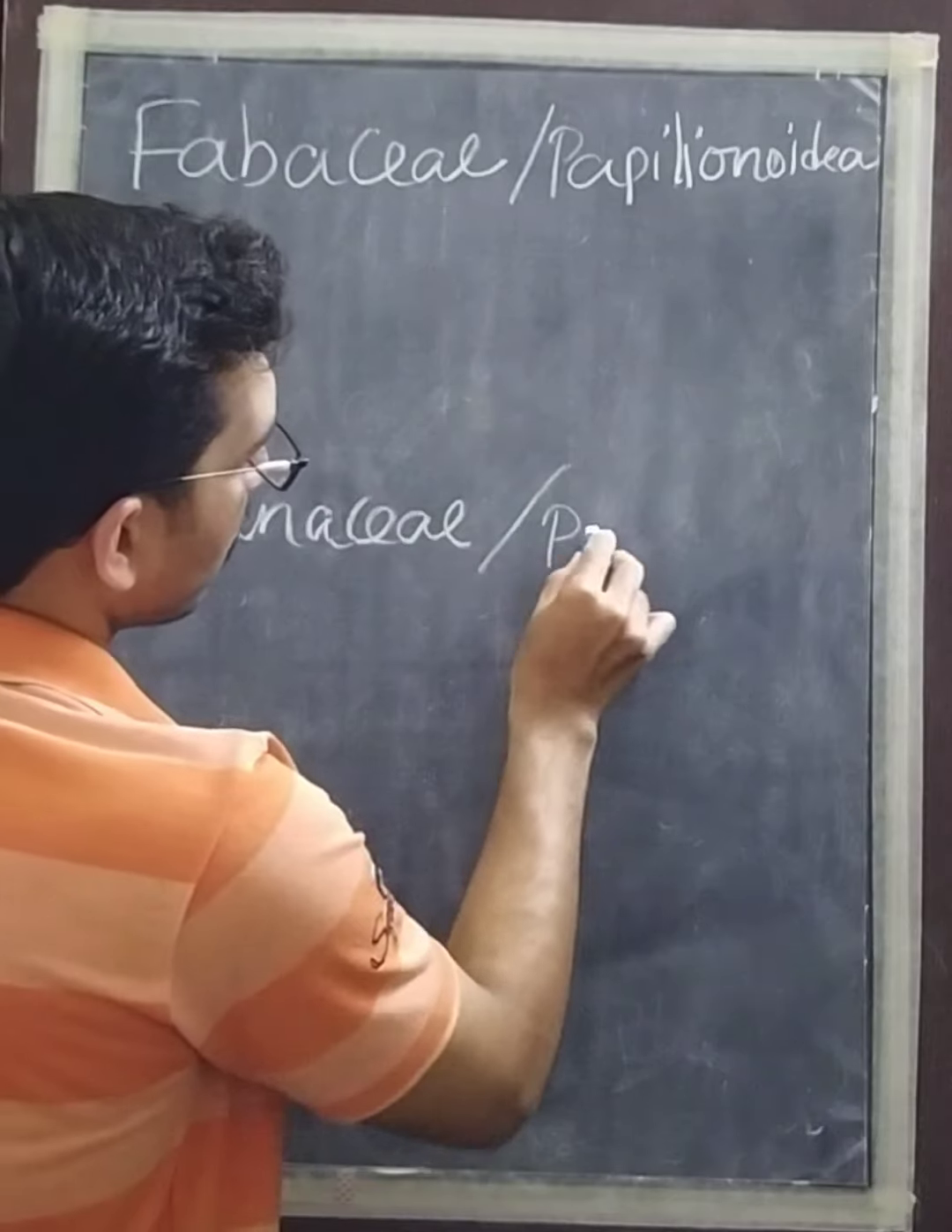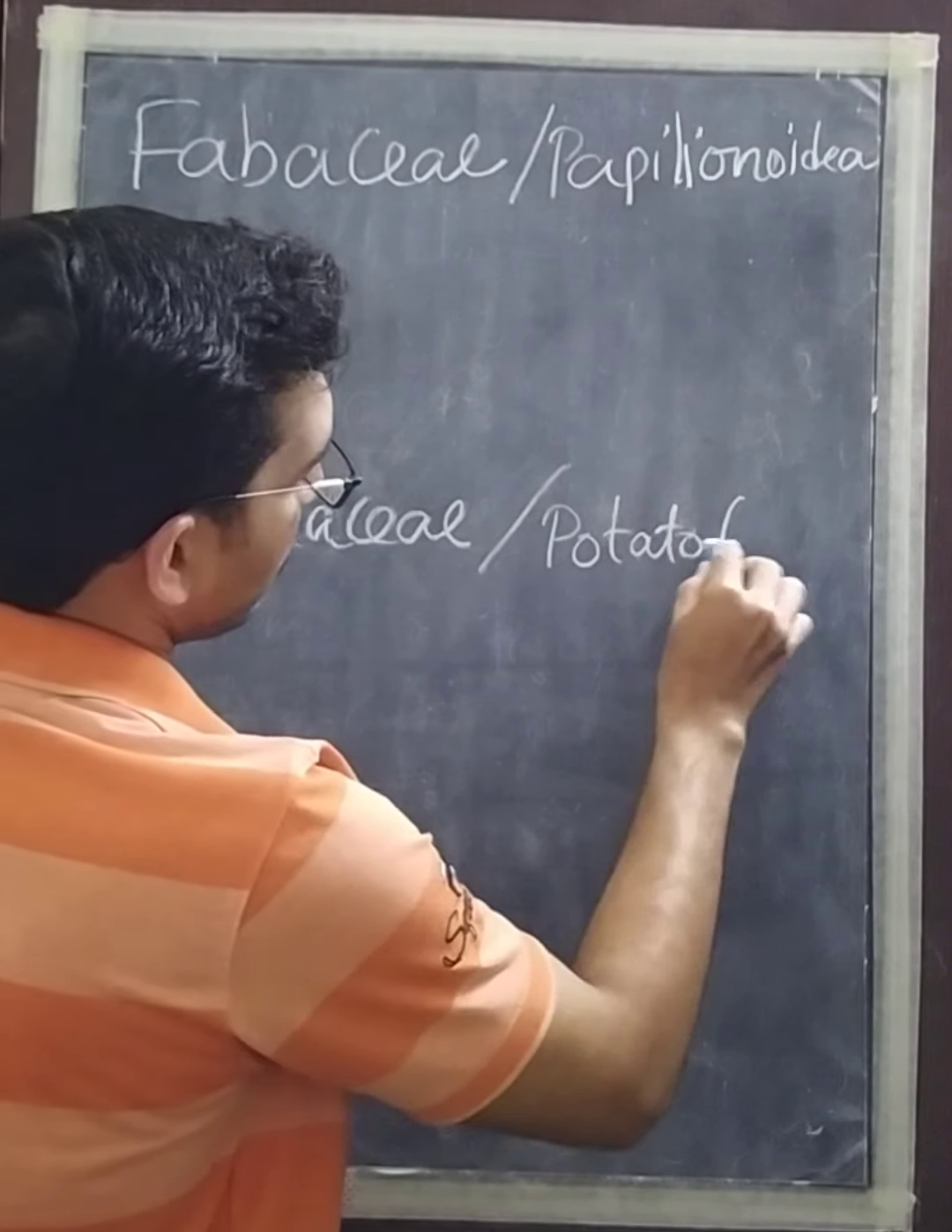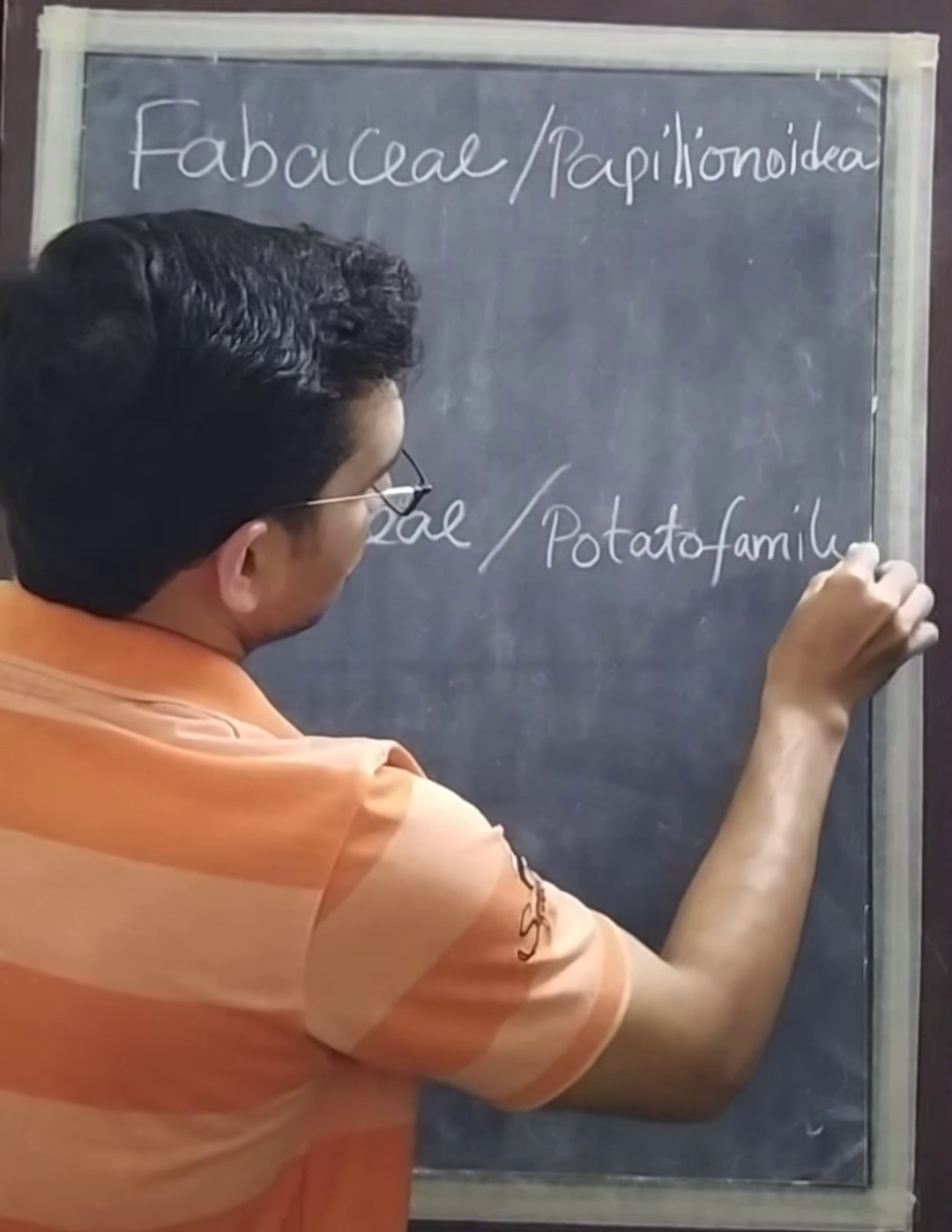First family is Fabaceae, commonly known as Papilionoidea. Second family is Solanaceae, commonly known as the potato family. Next, Liliaceae, commonly known as the lily family.